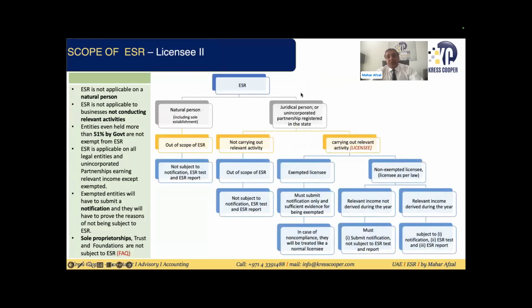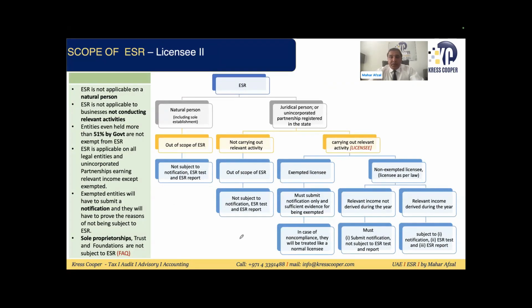So ESR, we have discussed this. Natural persons are not subject to ESR. Then juridical person, then unincorporated partnership registered in the state, these are subject to ESR.